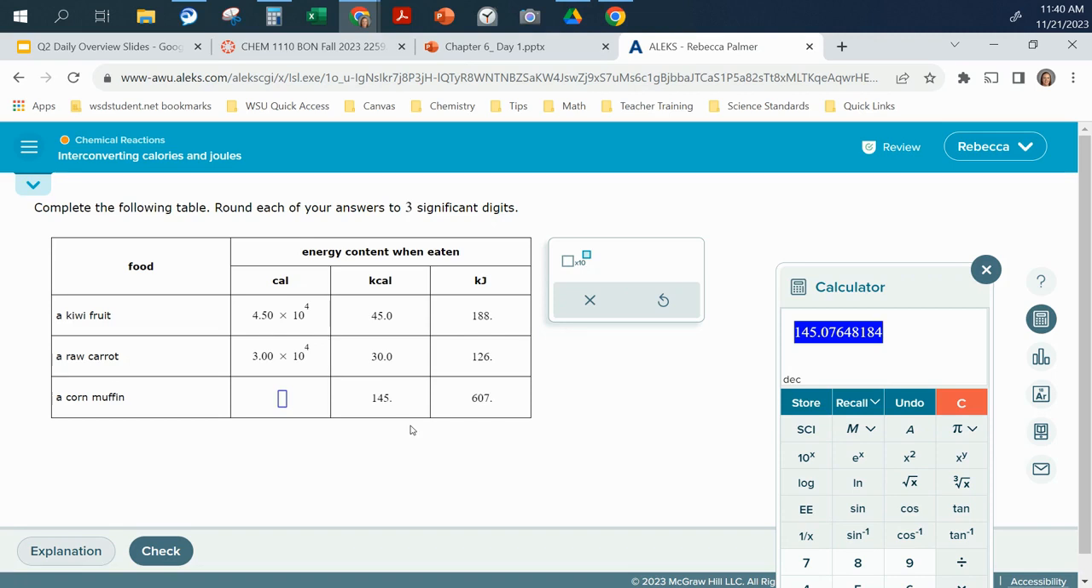We need to convert that to calories. So we need that on the top. 1,000 calories for 1 kilocalorie. So kilocalories cancels out, we'll end up with calories. I'm setting that up right. I'm going to type this into my, not that box, this box. 145 times 1,000.